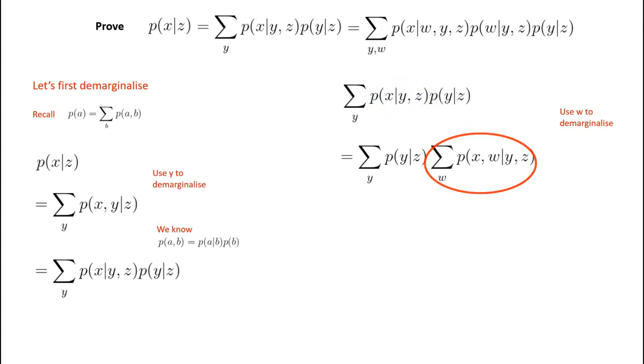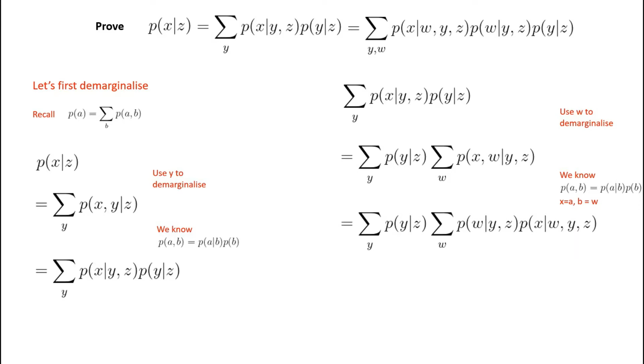Next, we use the same trick as before, the definition of a joint distribution. But in this case, it's the probability of x and w given y and z, which we are replacing. So we're letting the x be the a and the w be the b. And that gives us this expression. So we've simply replaced that joint distribution with a conditional times a single. And now it's just a matter of moving the summation signs and rearranging the terms, and we have this expression.